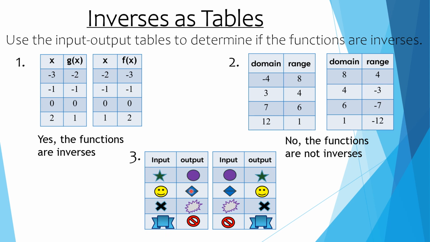And then our last example, this one is just crazy shapes. So I have an input column and an output column. The input is a star, output is a circle. Its inverse would be input of a circle, output of a star. So just look at these shapes and verify. A smiley face and diamond becomes a diamond and a smiley face. An X and a call out becomes a call out symbol and an X. And a ribbon and a no shirt, no shoes, no service becomes that same sign and then the ribbon. So that last example is also a set of inverses. Input and output switch places.